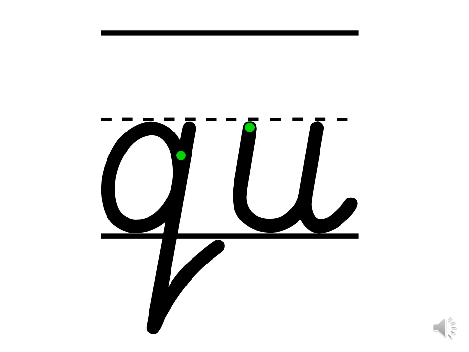Starting in the middle of two lines, we're going to go around, up, down, descend under the line and flick. Take your pencil off and put it back in between two lines on your page for the U. And we're going to go down, up, down and flick. Wonderful. Is the belly of the Q and the bottom of the U sitting on the line? And is your Q and your U the same height as well?